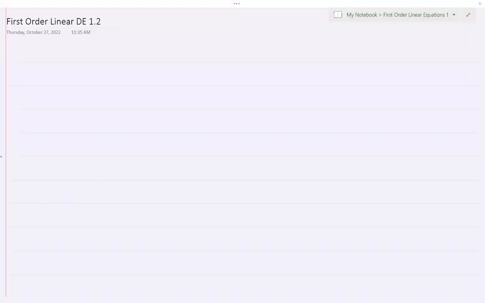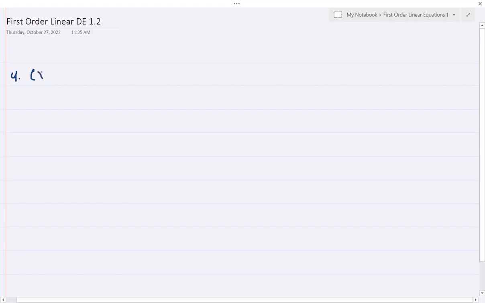So let's have another problem. Our fourth problem will be x minus 5 times dy all over dx plus 4 times x minus 3 all over x plus 3 times y is equal to 1.